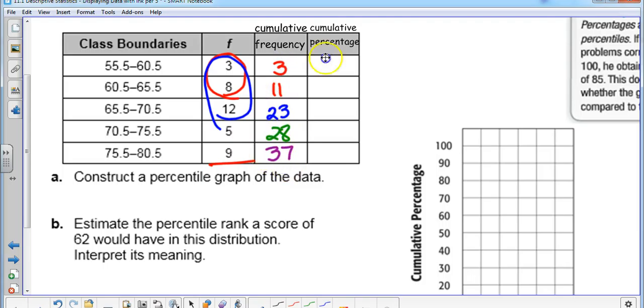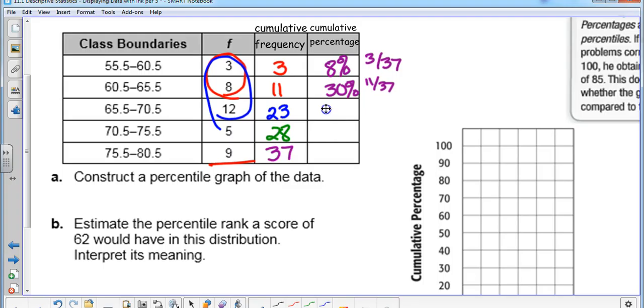So therefore, to find the percent, we're going to divide each one by 37. So 3 out of 37. Anybody have a percent for me? Okay. We're supposed to graph this thing over here, and it's not going to be very accurate, so I must go with 8%. 11 out of 37 is 30% roughly. We're not going to be able to be very accurate when we graph, so I'm not going to be too worried about it.